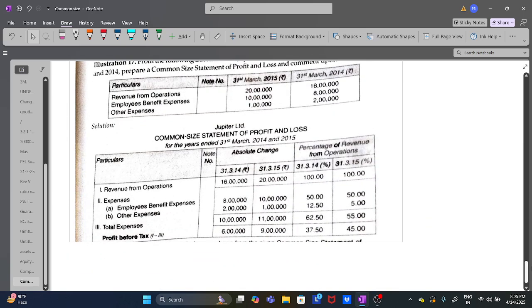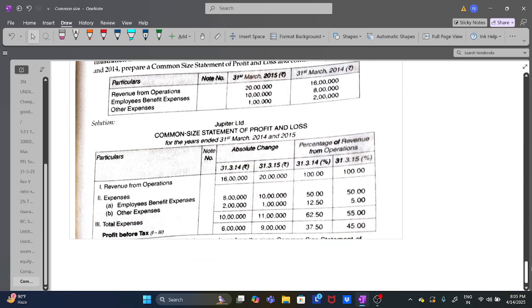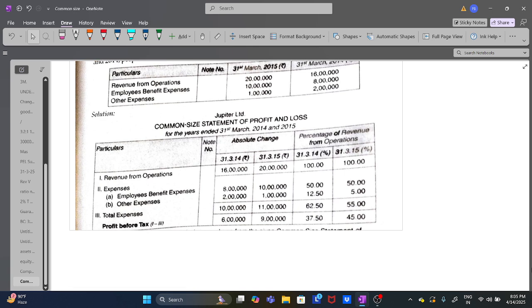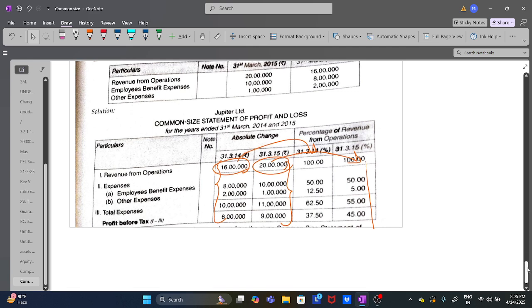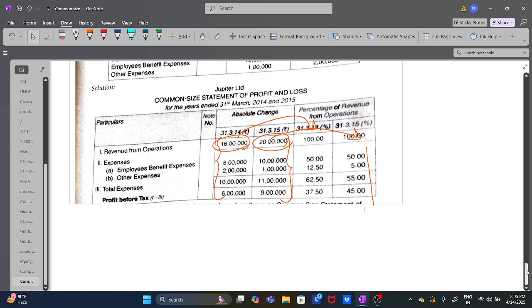Another example for the same is given where they have converted into percentage. First they prepared this. Here this row, everything is divided by 16 lakh and put here. Here everything is divided by 20 lakh and put in this column. That's called a common size statement. It could be an income statement, a statement of P&L, or a balance sheet. So let's do a quick recap.